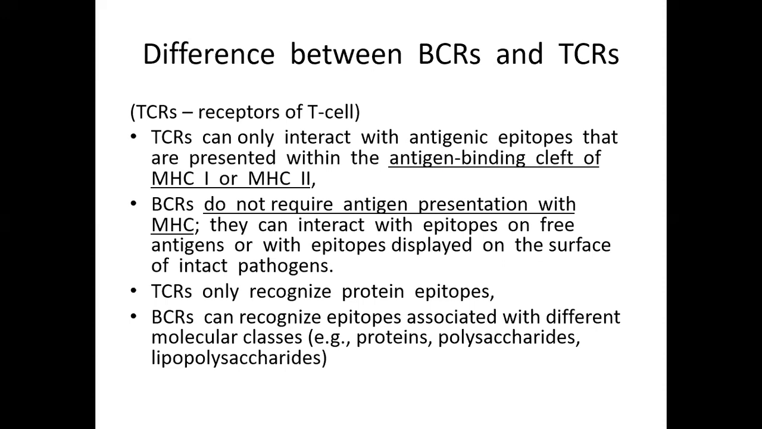Difference between BCR and TCR. TCR is a receptor of the T cell. BCR is a receptor of the B cell. TCR can only interact with antigen epitopes that are presented with the antigen binding left or MHC1 or MHC2. BCR does not require antigen presentation with MHC. They can interact with epitopes on free antigen or with epitopes displayed on the surface of intact pathogens. TCRs only recognize protein epitopes. BCRs can recognize epitopes associated with different molecular classes: proteins, polysaccharides, lipopolysaccharides.